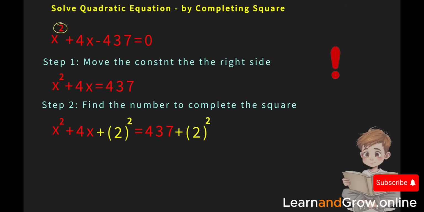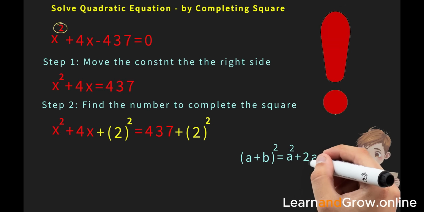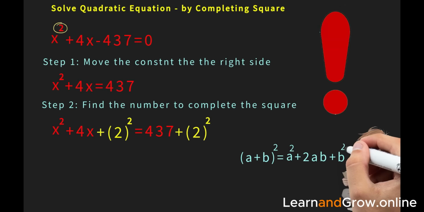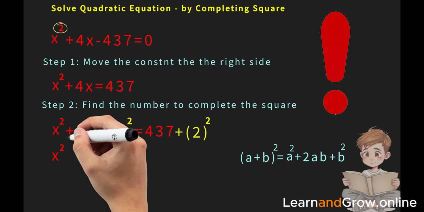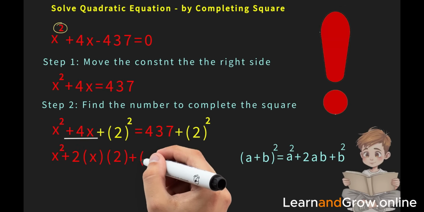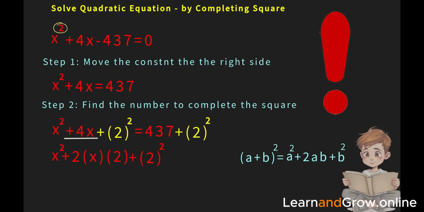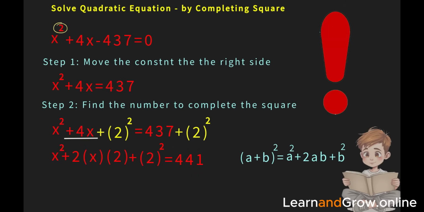Now comes the most important step, so give this your full attention. We know the standard formula, a plus b squared equals a squared plus 2ab plus b squared. Let's use this to rewrite our equation. It will become x squared, and the term 4x can be expressed as 2 times x times 2 plus 2 squared. On the other side of the equation, the number becomes 437 plus 4, which equals 441.